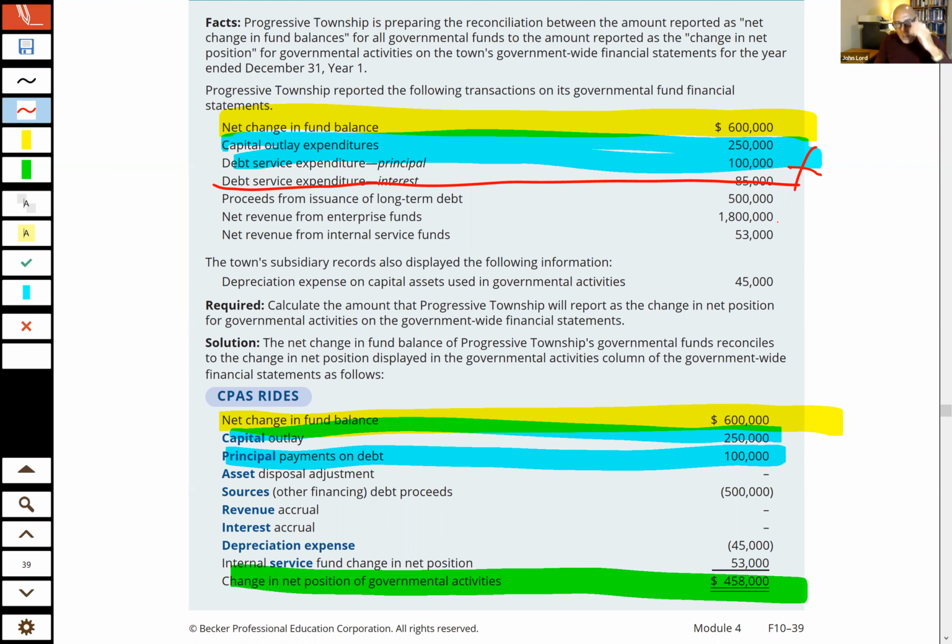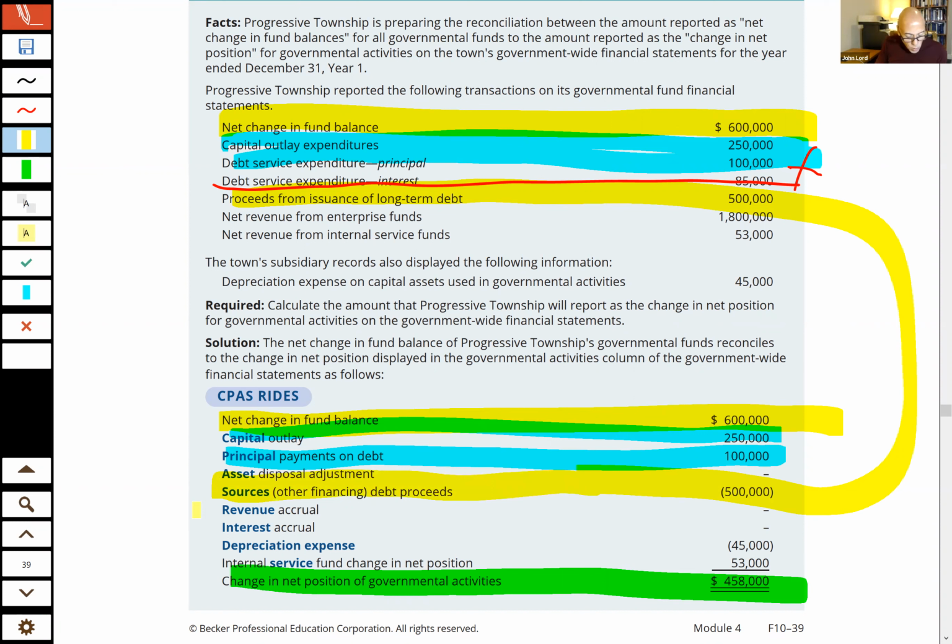Proceeds from the issuance of long-term debt. For our governmental funds, we debit cash and credit other financing sources. Other financing sources is like a non-operating income. It's going to increase my net income number, my change in fund balance. When you issue debt under full accrual accounting, that's a debit to cash and credit to a liability, right? So we have to subtract that proceeds from the long-term debt out to get to my accrual number.